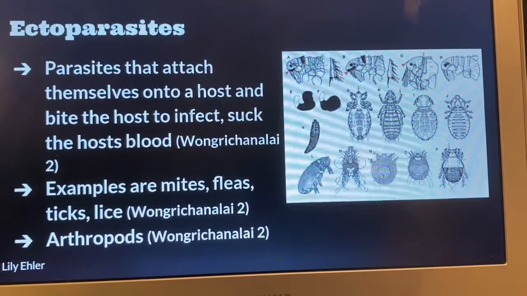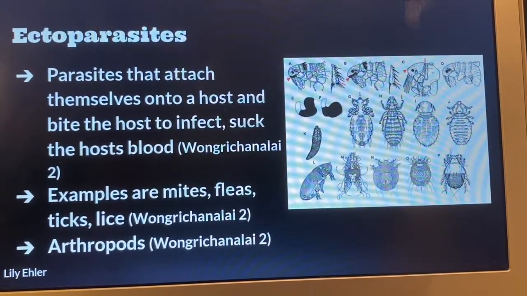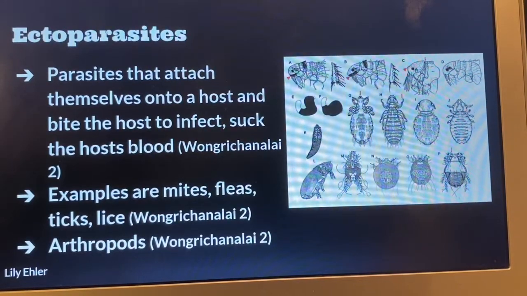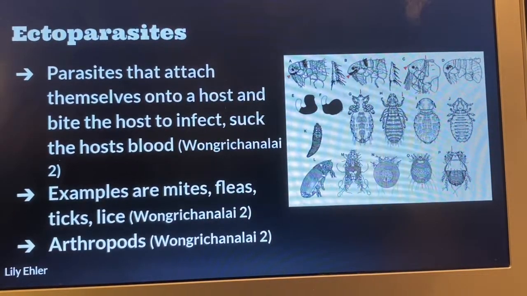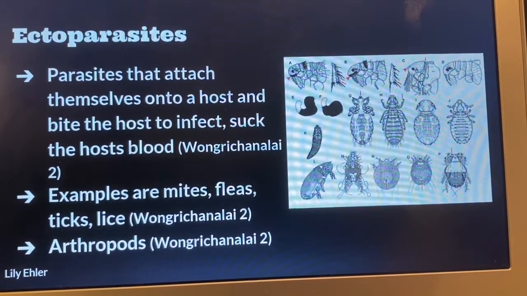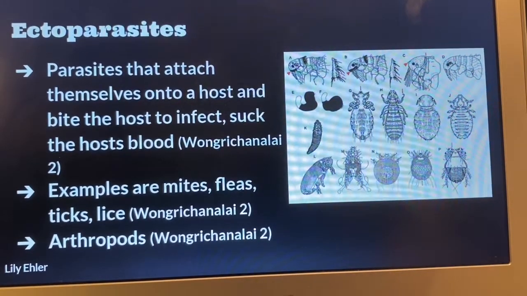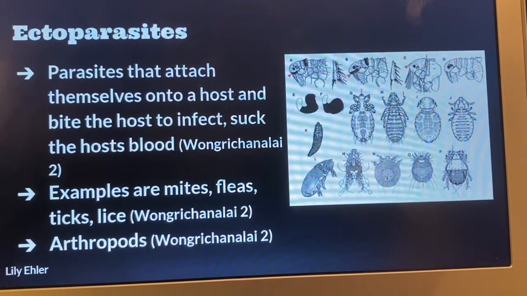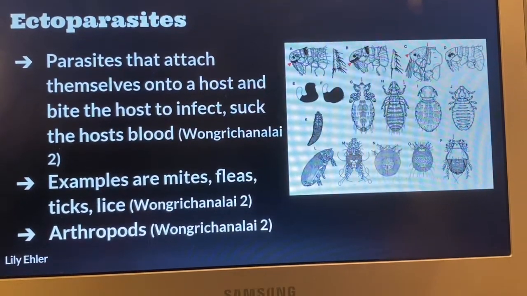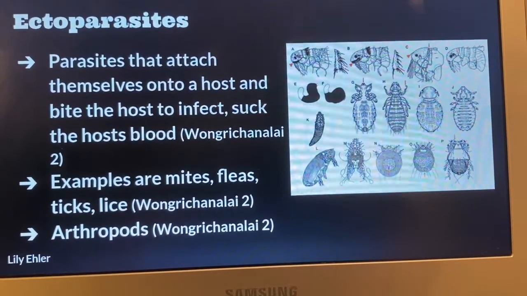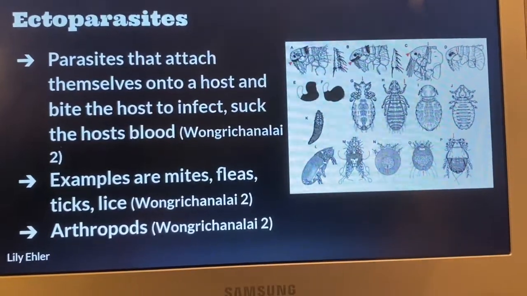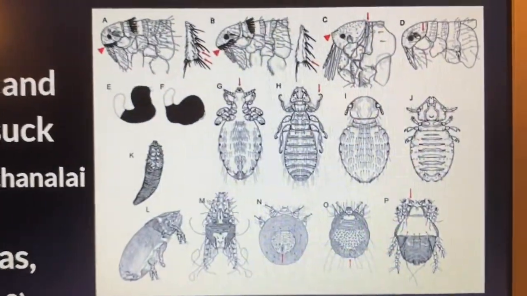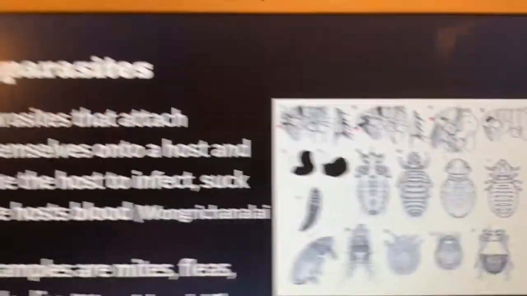The last type of parasite are ectoparasites, and they are parasites that attach themselves onto a host and bite the host to infect them. Then they will suck their blood. Examples of ectoparasites are mites, fleas, ticks, and lice. These are very common in our everyday lives, and they're also arthropods. And these parasites look more like bugs. They do not look like the typical parasite, like protozoa or helminths.